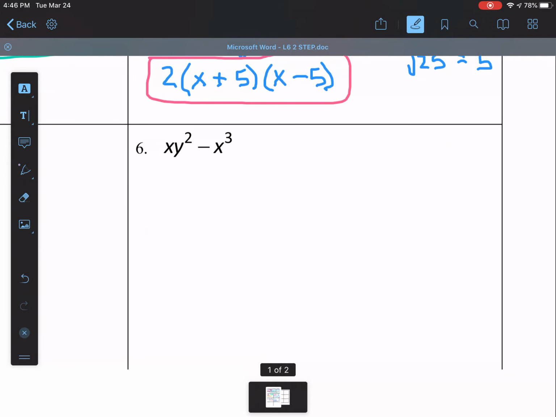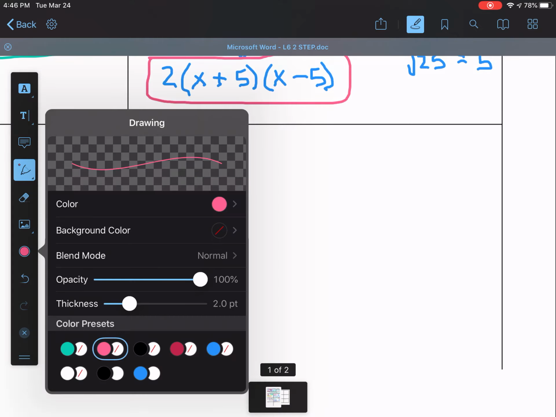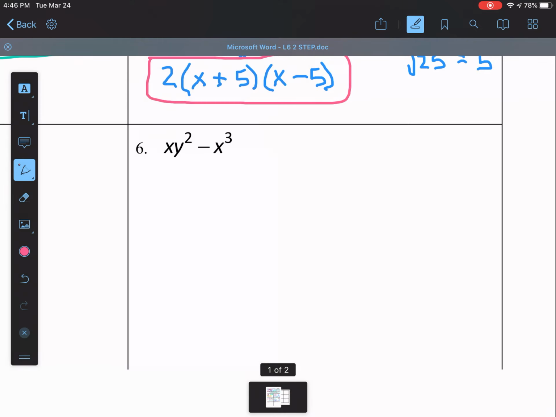So again, the first thing we always want to check for is GCF. So actually, before we even do that, I'm going to add in my little invisible 1 exponent. That does not look like an exponent. Hang on one second. Okay. Oops. Oh, this is not what I want. Okay. All right. Add that in a little bit. All right. That's a 1.